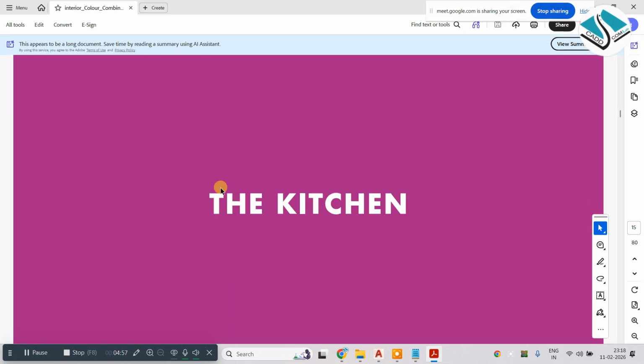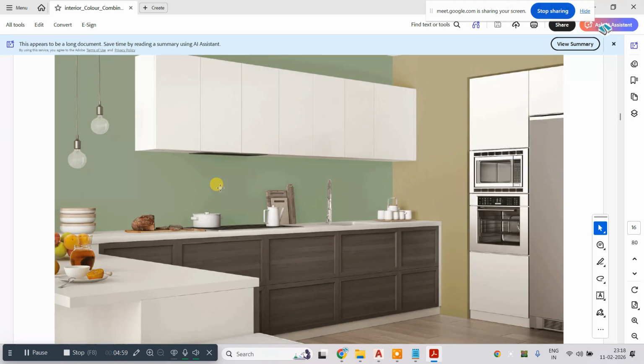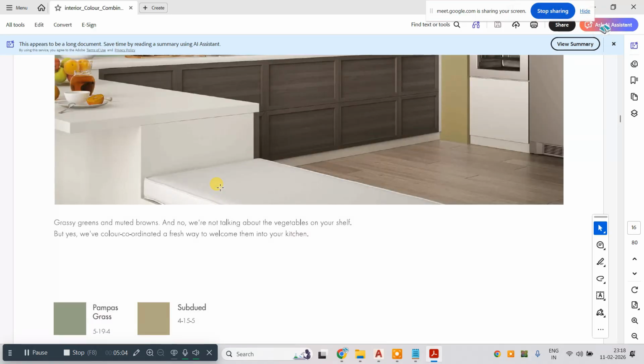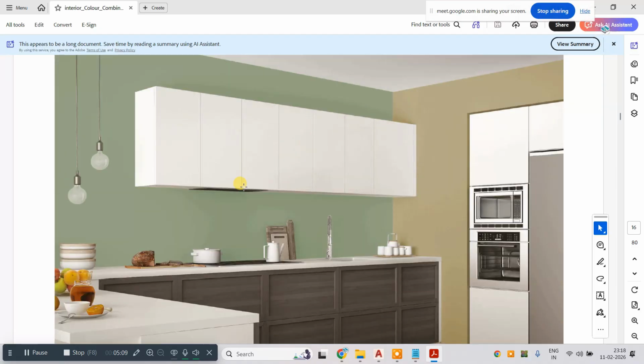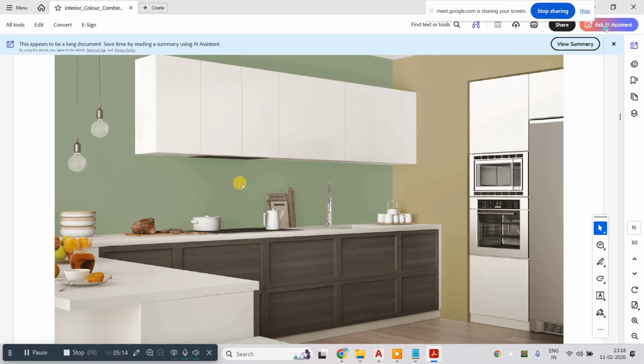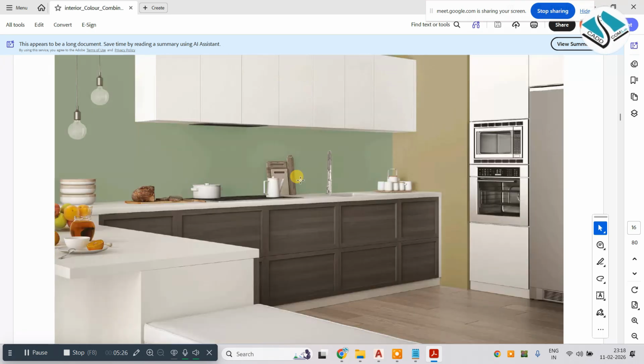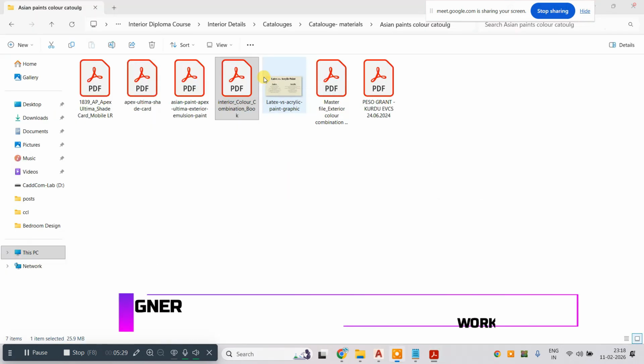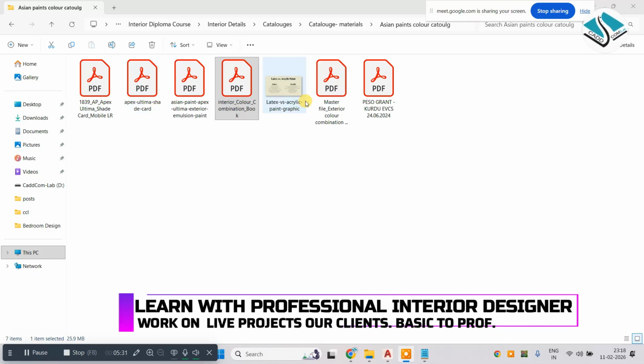Color selection is very important in interior part. If you are working on the kitchen details, we also choose the color on the basis of the catalogs. In catalogs, there are also examples, samples. So it is easy to choose the colors on the basis of these sample images also. Step number one, color code, color selections.